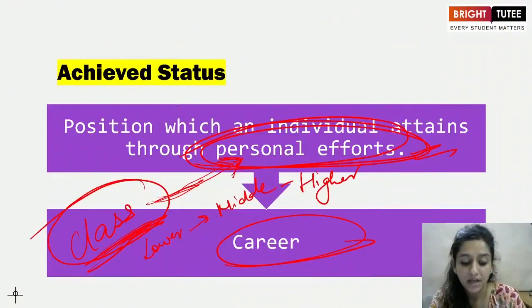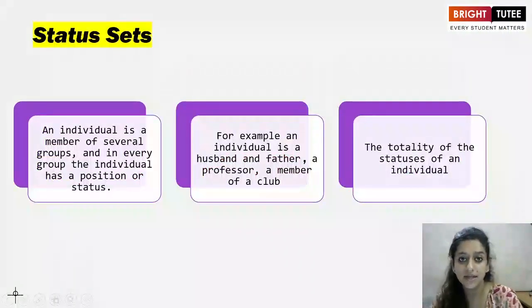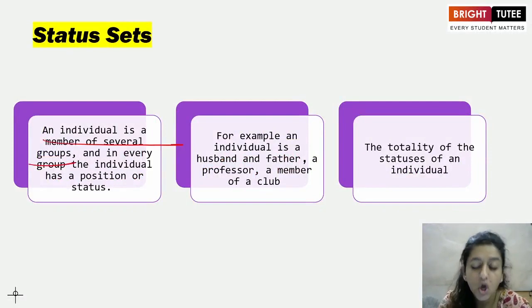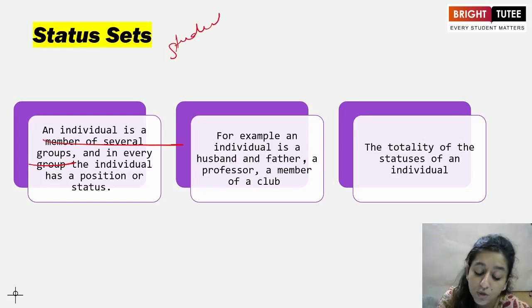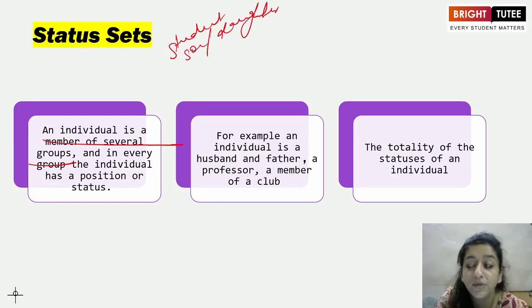So the next aspect that we are going to talk about is status sets. Now, what are status sets? An individual is a member of several groups. It is not that as an individual you are a member of only one group. You play different roles. You are a student, a son or a daughter, a brother or a sister, a grandchild, a friend as well. You might be a head boy or a head girl as well. You might be one of the sports captains. So as an individual, you play different roles.